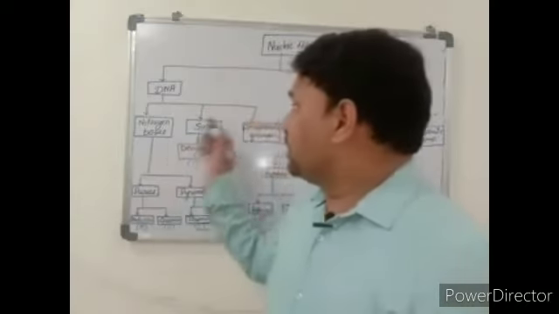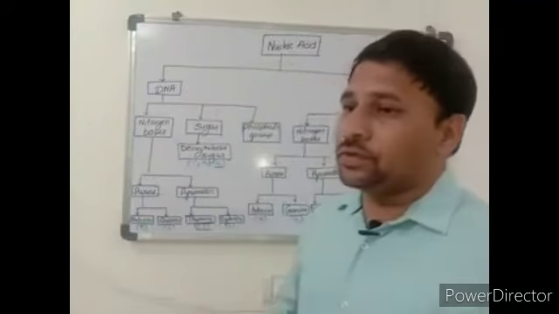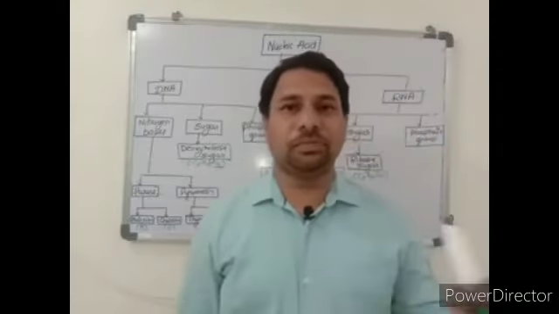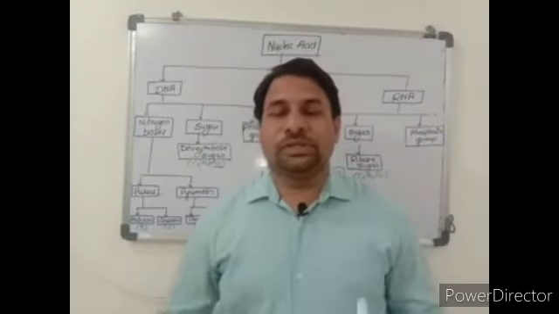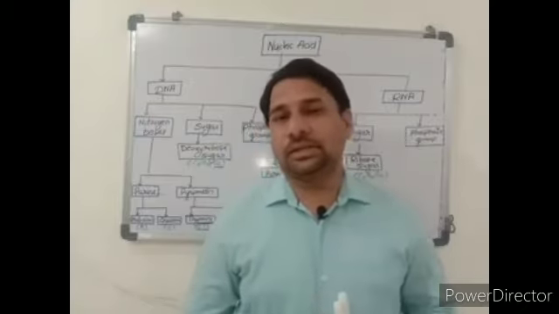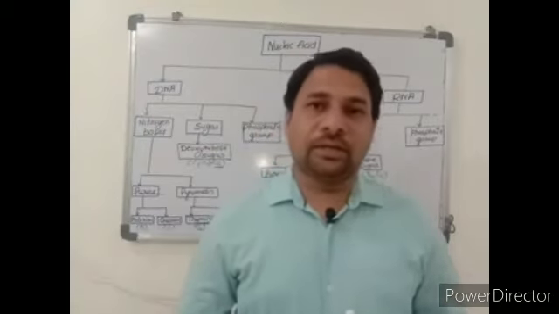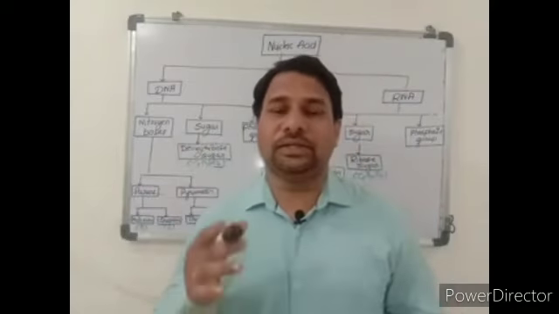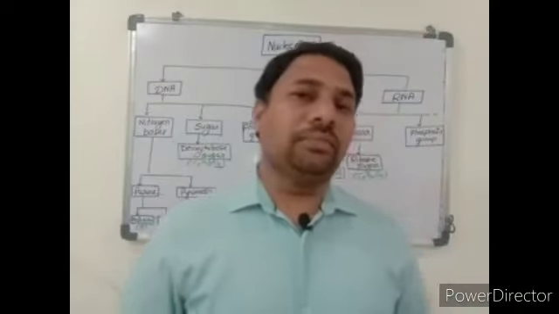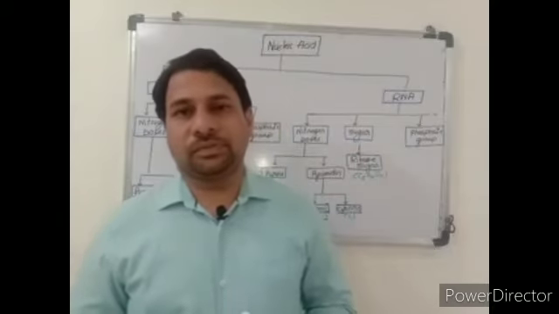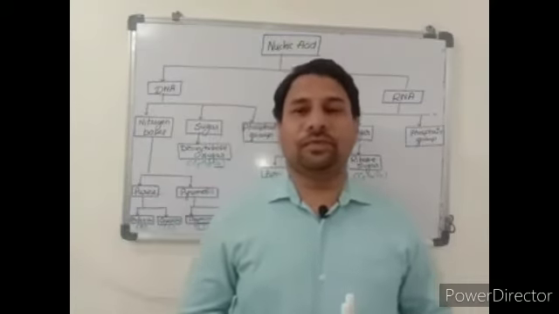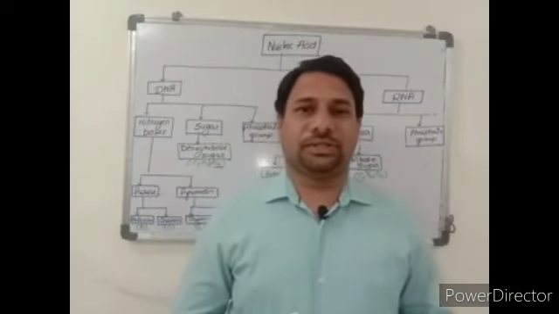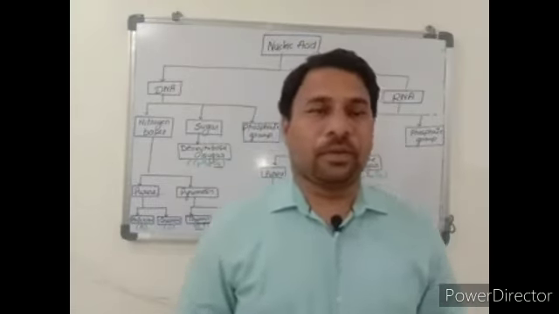Next is the phosphate group. Both contain the phosphate group, whose formula is H3PO4. So this is DNA. DNA is double stranded and contains deoxyribose sugar. DNA is the genetic material of all organisms, which carries genetic information and transfers it from one generation to the next.